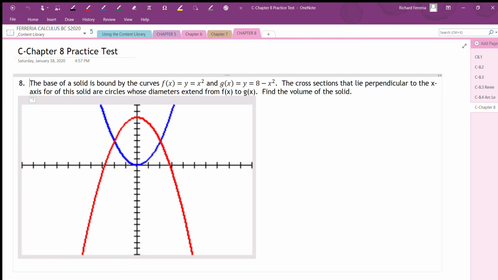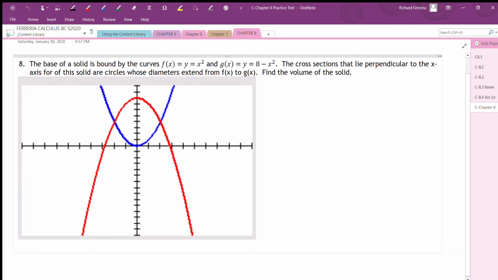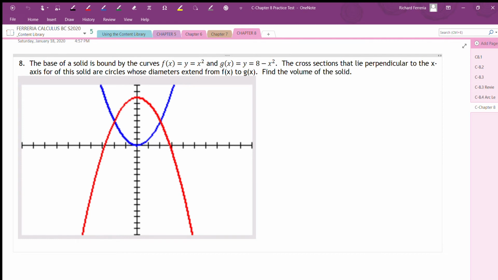Okay everyone, this is chapter 8 practice test question number 8. So we're taking a look at the base of a solid here. The curves here in blue are y equals x squared, and in red we have 8 minus x squared. It says the cross sections that are perpendicular to the x-axis are circles.